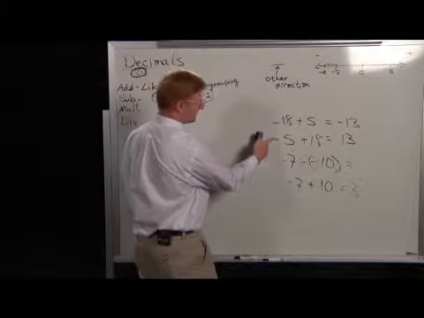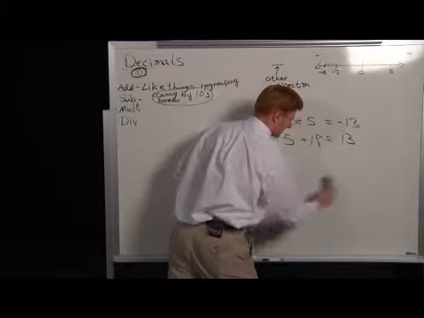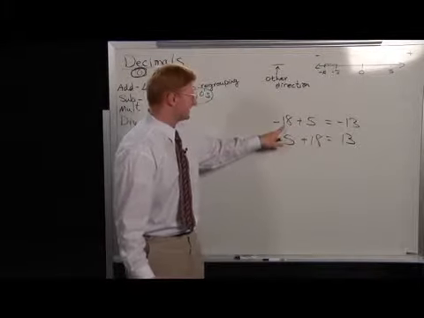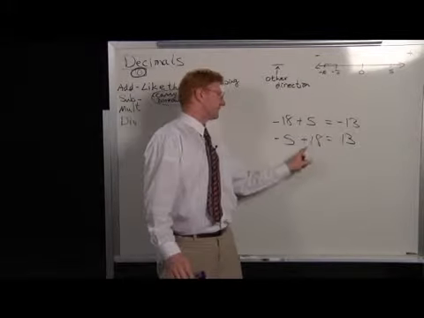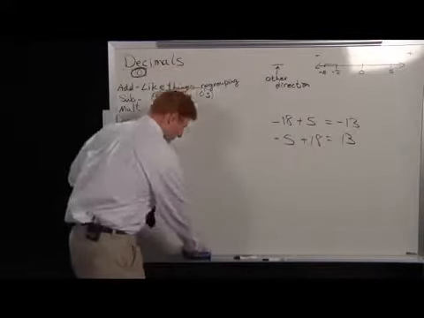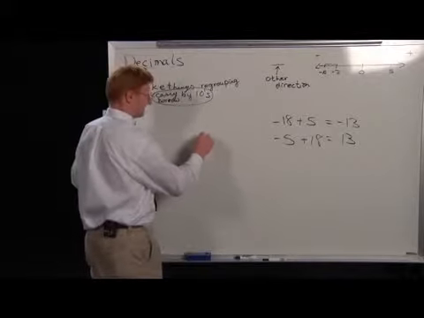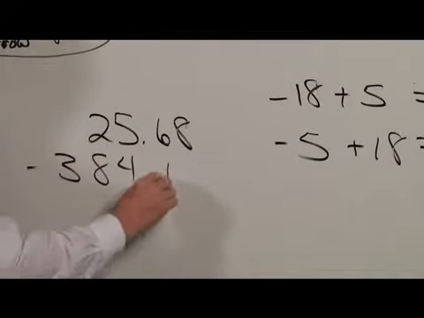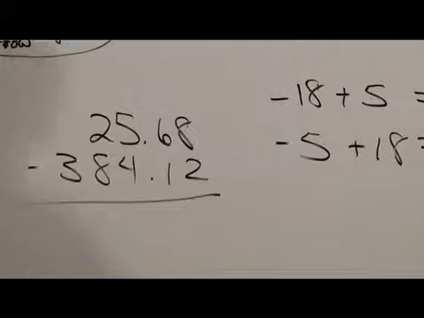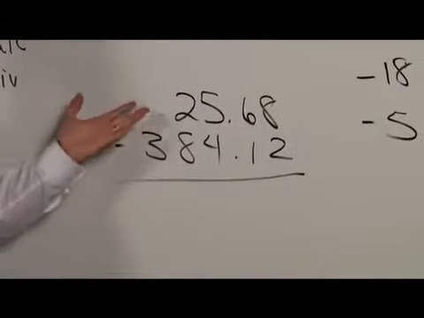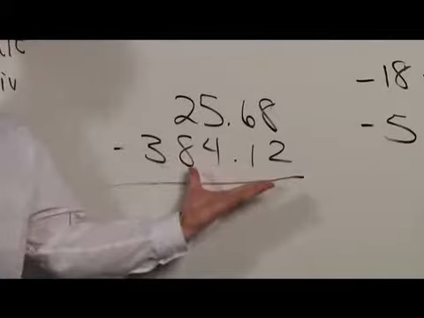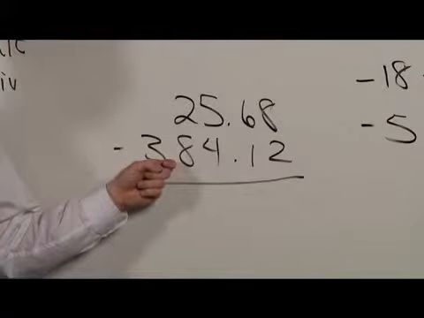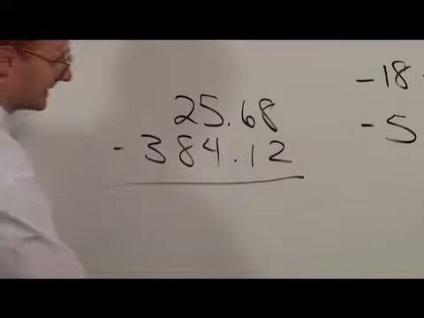Now, this little nifty contraption here is kind of nice. The 5 with the -18 is exactly opposite of a -5 with a +18. That's going to help you when you have tough problems such as this one: 25.68 minus 384.12. We have a major problem here. How do you do that kind of a problem? You've only got 25 and you're taking away 384. Well, you're going to end up negative, so that's the idea.